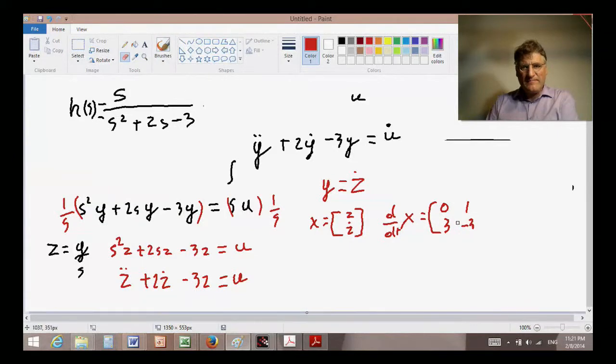My mistake. Times x plus [0; 1] times u. Since y is equal to z dot, we get that y is equal to [0, 1] times x.